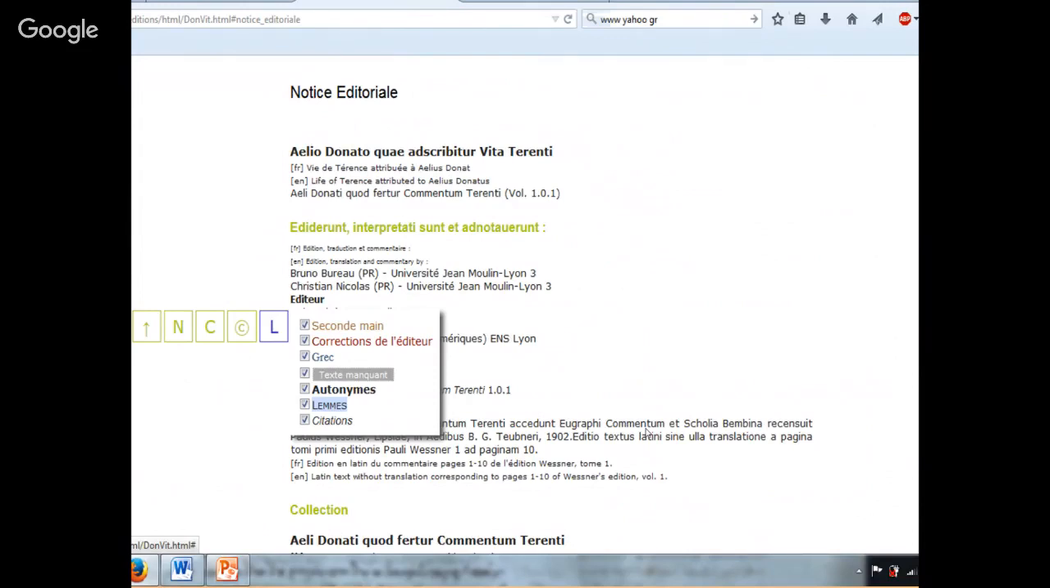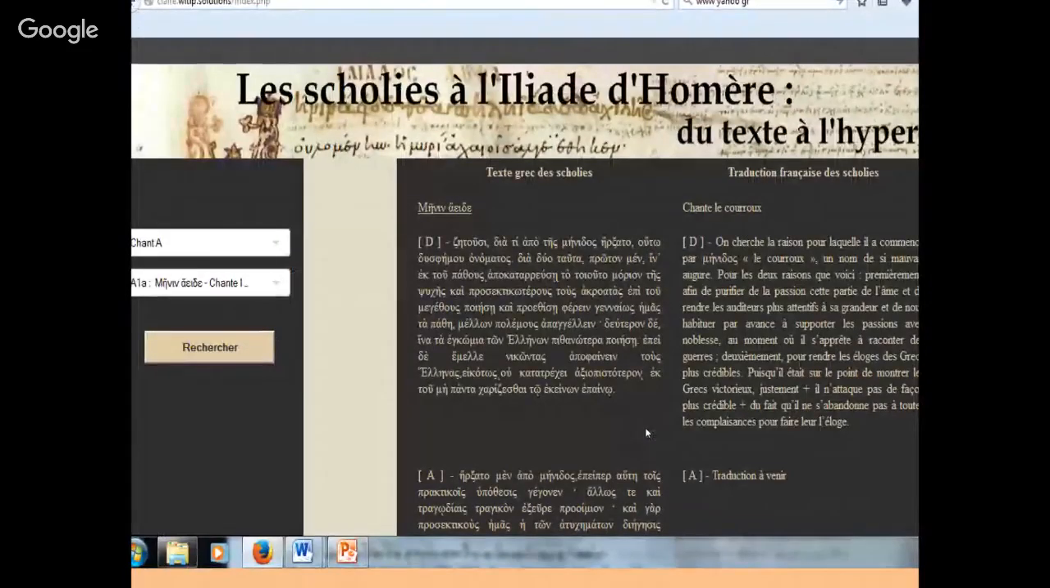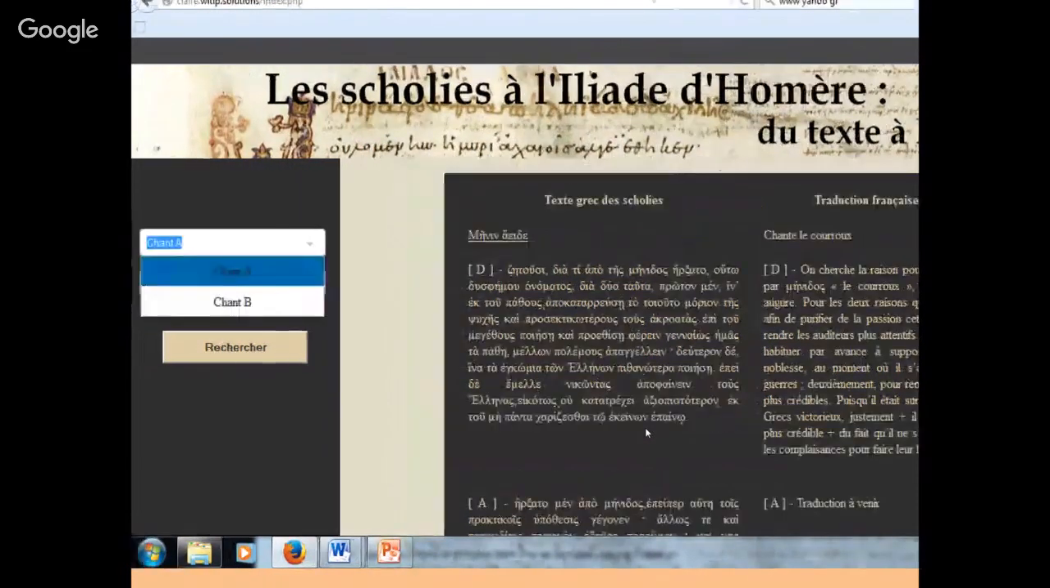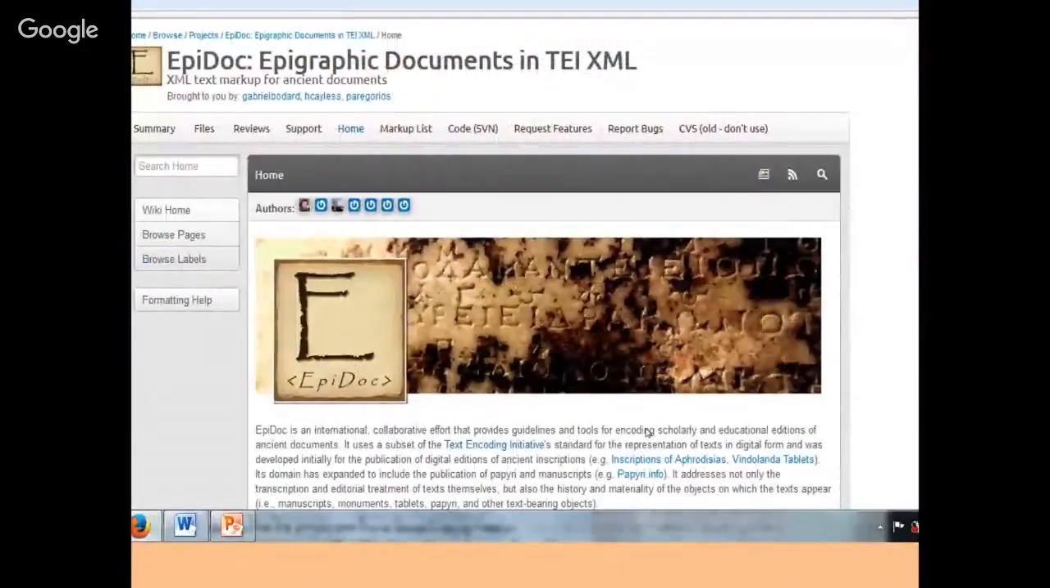Then there is the project on the Homeric Scholia of the University of Nanterre, where we work on the scholia edited by Erbse and prepare a French translation of this enormous corpus. It is an edition which contains approximately 7 volumes of the Homeric scholia, but many of the scholia are omitted by this edition. And then we have, of course, the project EpiDoc, Epigraphic Documents. It is an international collaborative effort that provides guidelines and tools for encoding scholarly and educational editions of ancient documents.